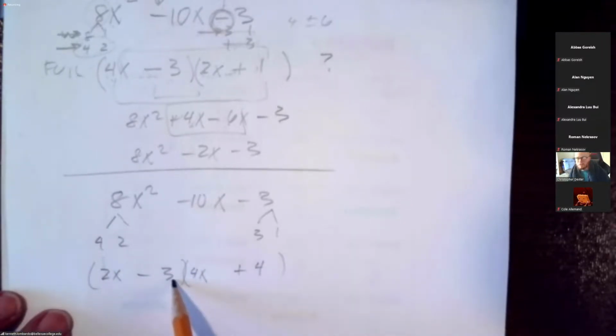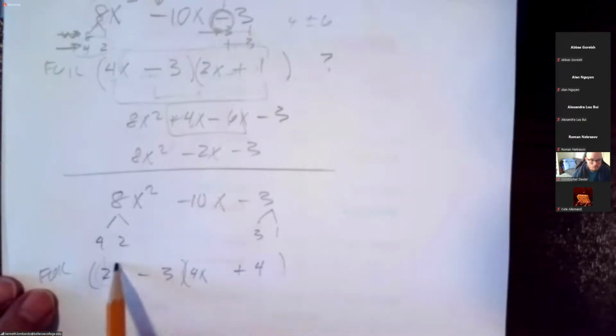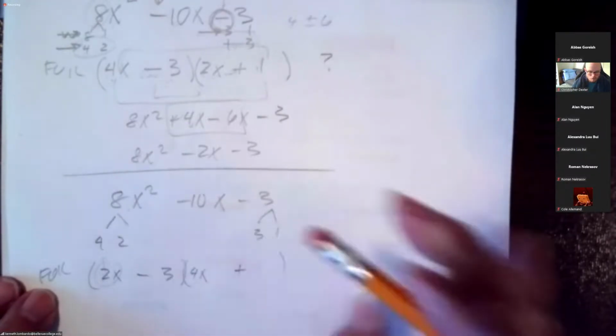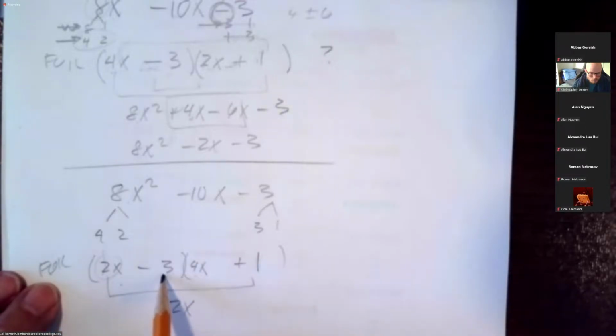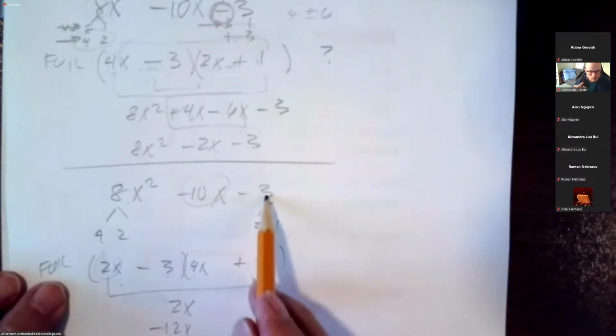Now I get there a different way, don't I? Because now when I do FOIL, first times first, 2x times 4x is 8x squared. That's good. It'd be +1, Professor, in the second parentheses. Oh, I'm sorry. Saying 4 too many times. Thank you. So that's first. Outer would be 2x times 1. That's 2x. Inner is -3 times 4. That's -12x. That combines to be -10x, which is what I was looking for, isn't it? And then last is -3 times 1 is -3.